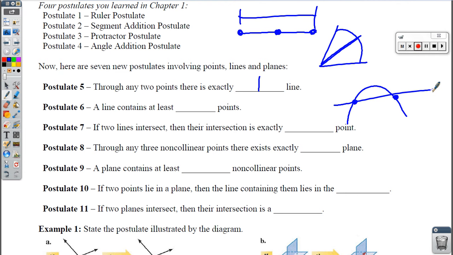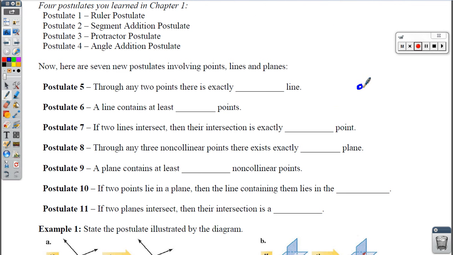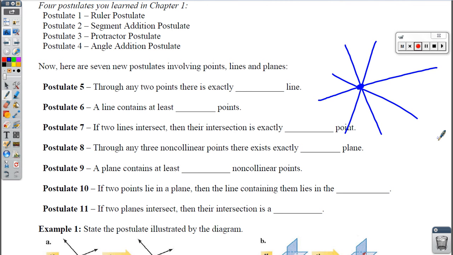Postulate 6. A line contains at least 2 points. Well, that makes sense too. If you just have 1 point here, of course I can draw a line through that, but I could draw any kind of line. There are infinitely many lines I can draw through that. So 1 point is not good enough to define a line. We need at least 2 of them. If we have another point, say right there, then we can say, okay, this line is going between these 2 points here. That's where the line is defined.